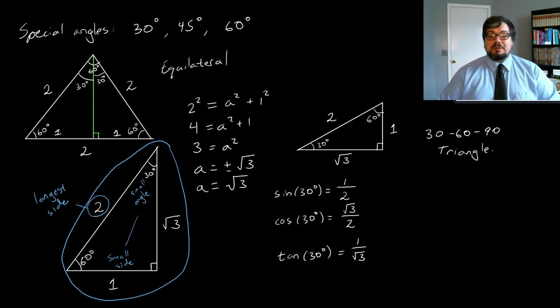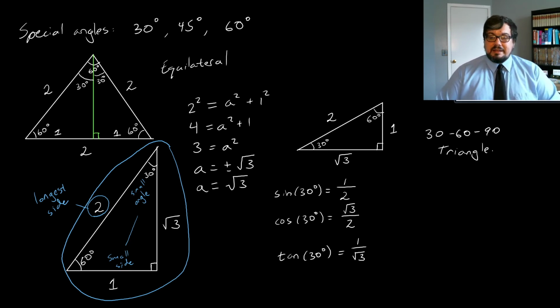And then we can work out the other three trigonometric functions from here as well, just by taking reciprocals. So for instance, cosecant of 30 degrees is 2, because it's the reciprocal of sine. Secant of 30 degrees is 2 over the square root of 3, because it's the reciprocal of cosine. And cotangent of 30 degrees is square root of 3, because it's the reciprocal of tangent.